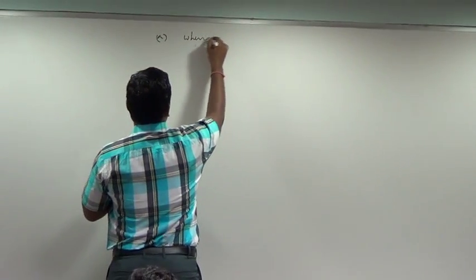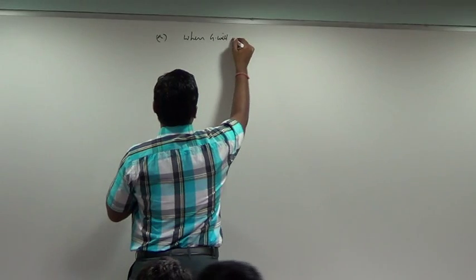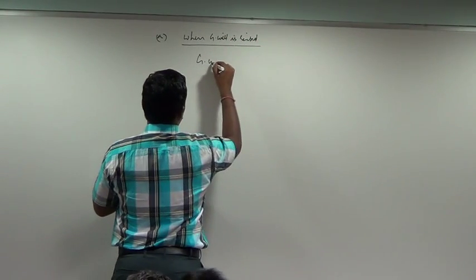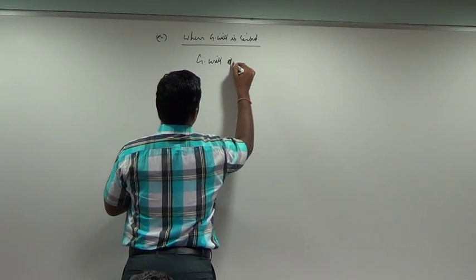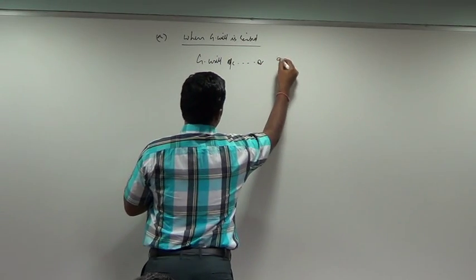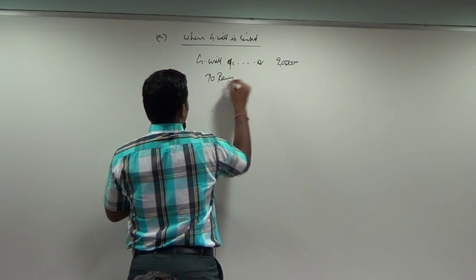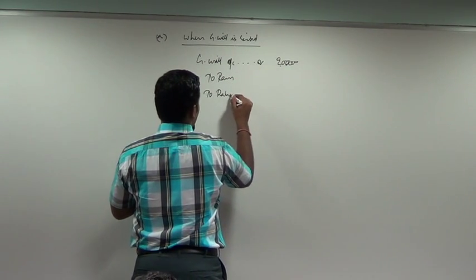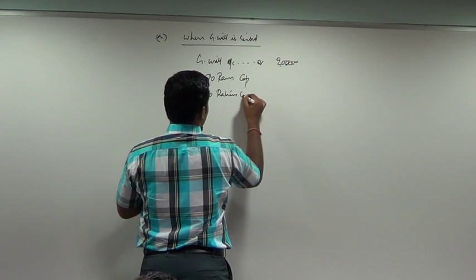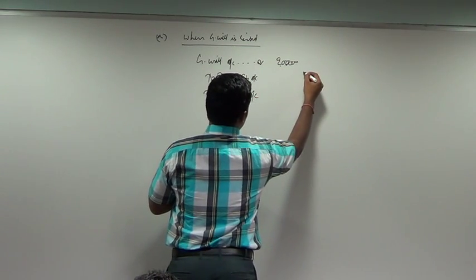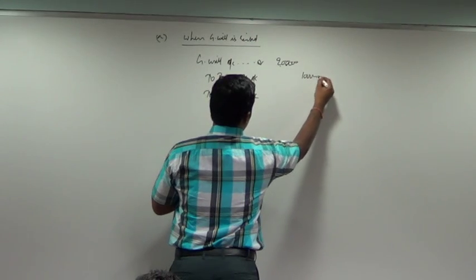When goodwill is raised, what is the entry we are going to pass? Goodwill account debit 2 lakh to Ram capital account, to Rahim capital account. How much? 1 lakh and 1 lakh.